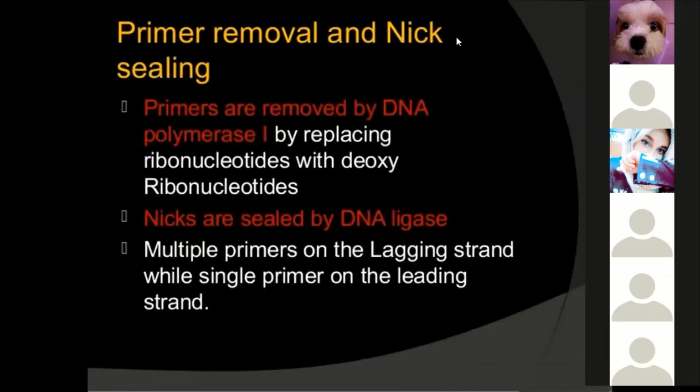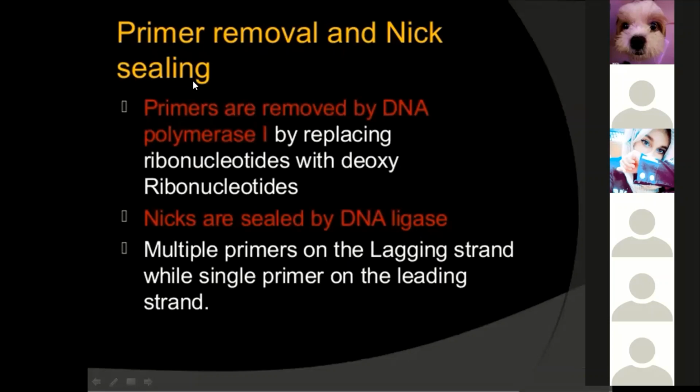So, primer removal and nick sealing. Primers are removed by DNA polymerases by replacing ribonucleotides with deoxyribonucleotides. So these primers, with the help of DNA polymerases, are removed, and the ribonucleotides are replaced by deoxyribonucleotides because it is DNA. Nicks are sealed by DNA ligases, and multiple primers on the lagging strand are handled by a single ligase.